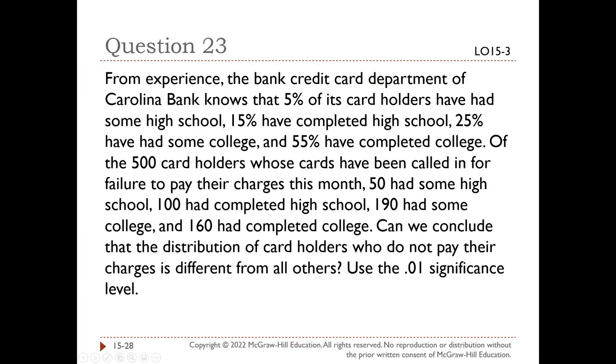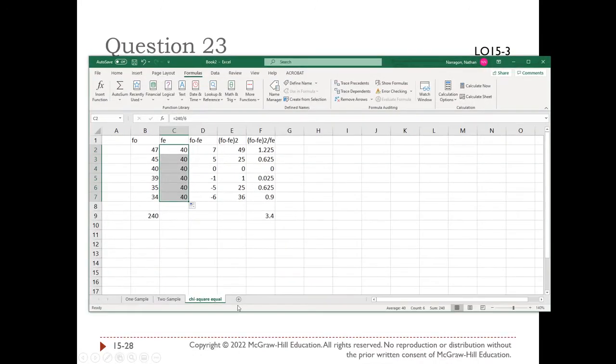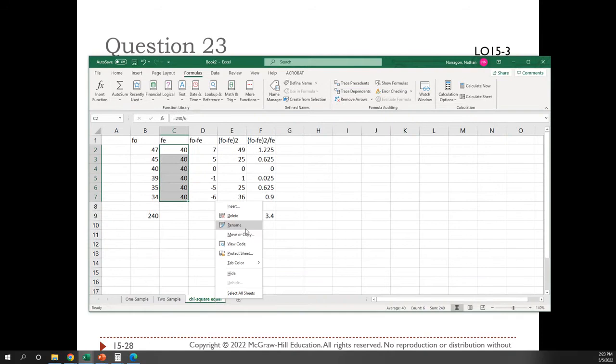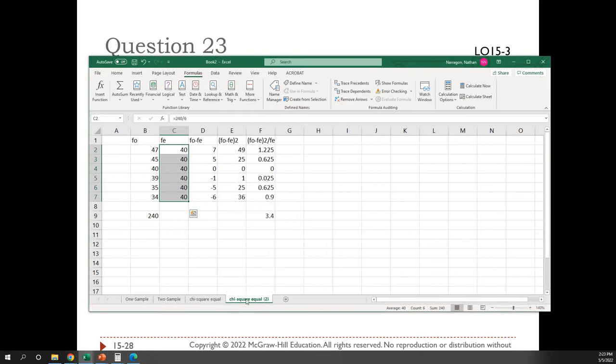So getting our Excel back in order. Now, really the only difference between the equal and unequal, I'm going to actually copy this one and rename it as unequal, is that we have to compute the expected value.